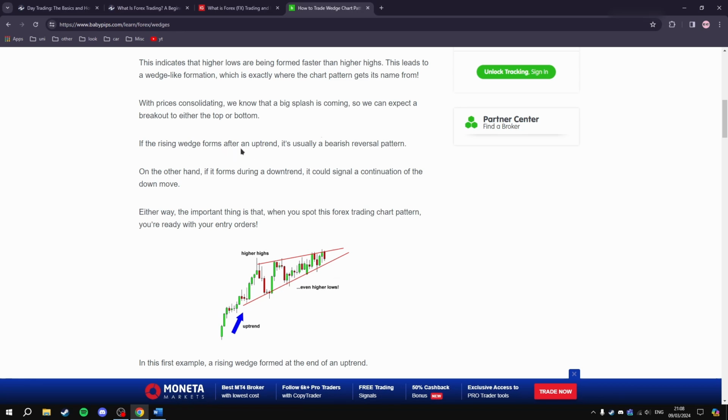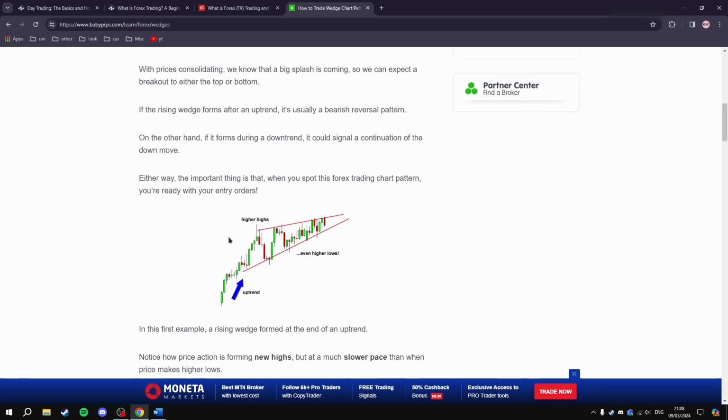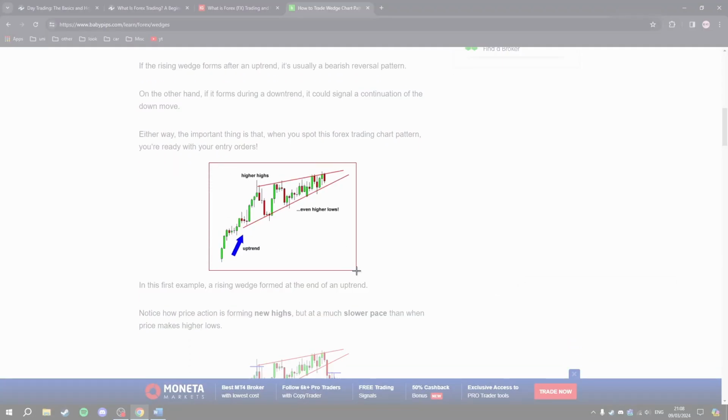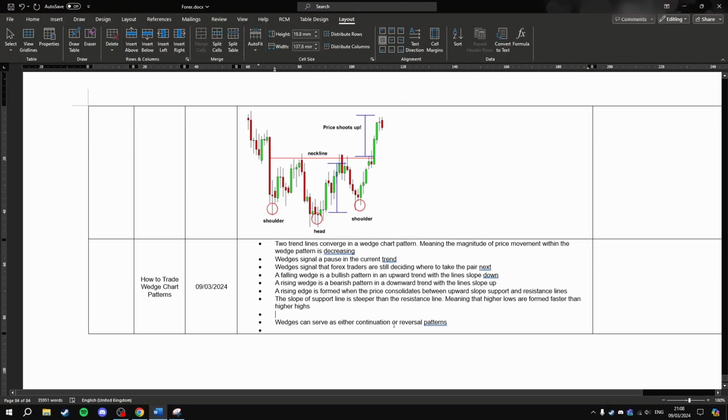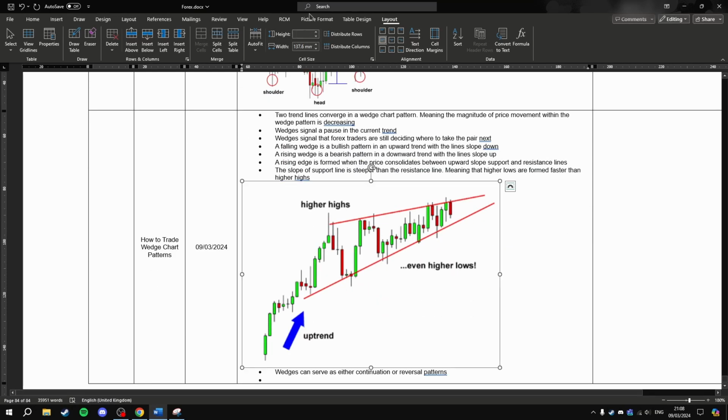If the rising wedge forms after an uptrend, it is usually a bearish reversal pattern. So it's going to drop down then. On the other hand, if it forms during a downtrend, oh no, this is a downtrend, it could signal continuation of the down move. So it's still going to go down. Either way, the important thing is that when you spot this Forex trading pattern, you're ready with your entry orders.